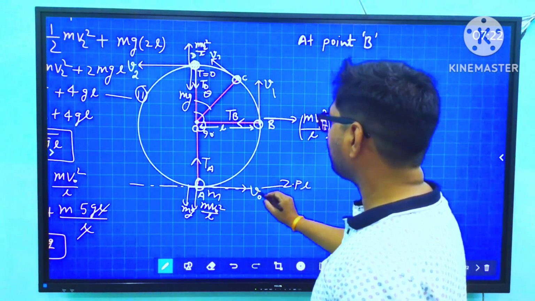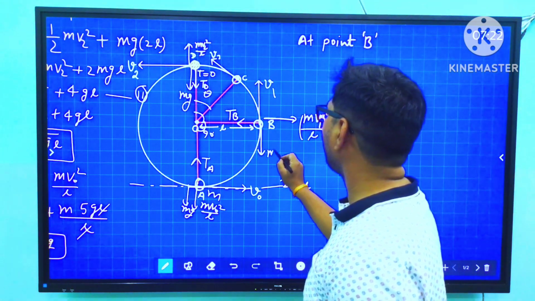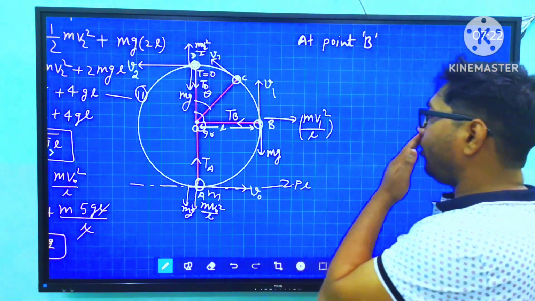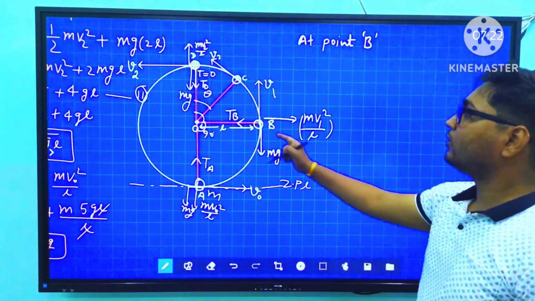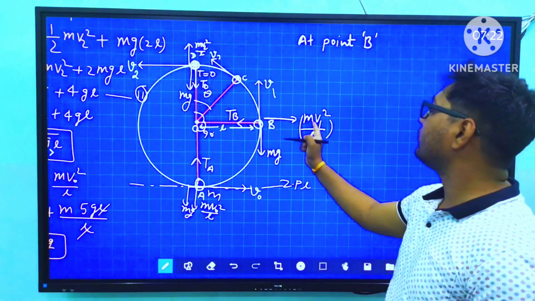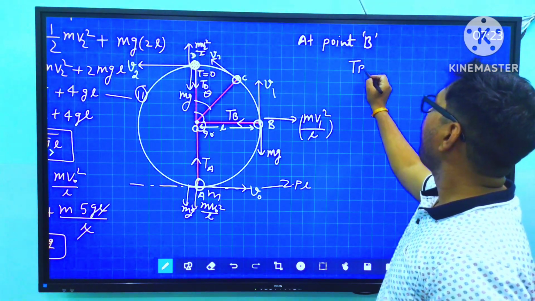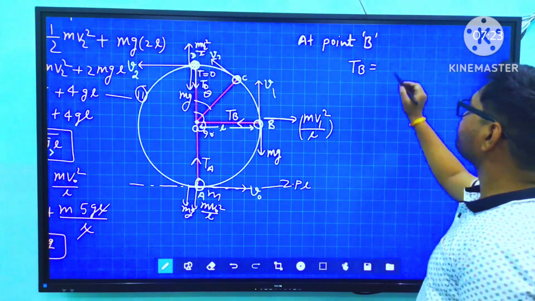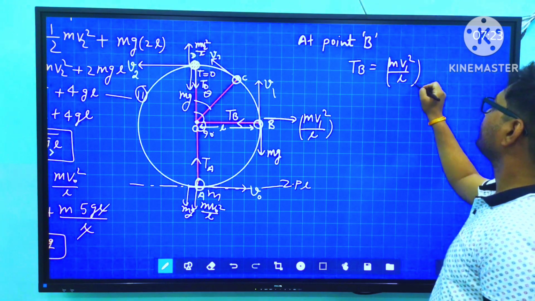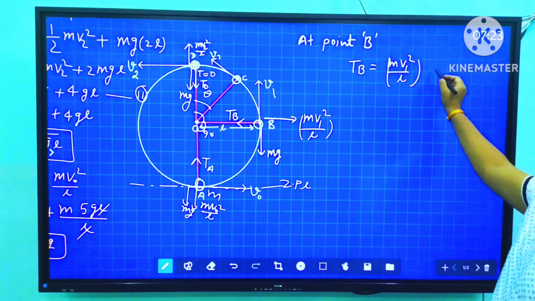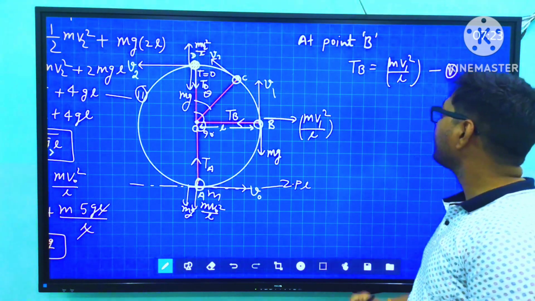And the weight of the mass will be in downward direction, that is mg. Now, as there is no motion along the radial direction, the tension in the string will be balanced by the centrifugal force. So we can say that TB is equal to mv1 square divided by L. This is equation number 5.